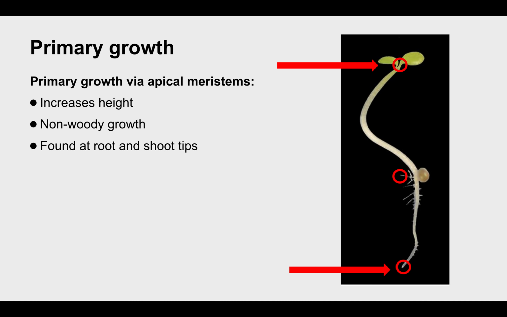You're going to find them at the shoot tips, where the leaves are being actively produced, but also the root tips. And if you remember, the root has many branches to it, lots of lateral roots. All of those lateral roots, at the tips of those lateral roots, will also have apical meristems.